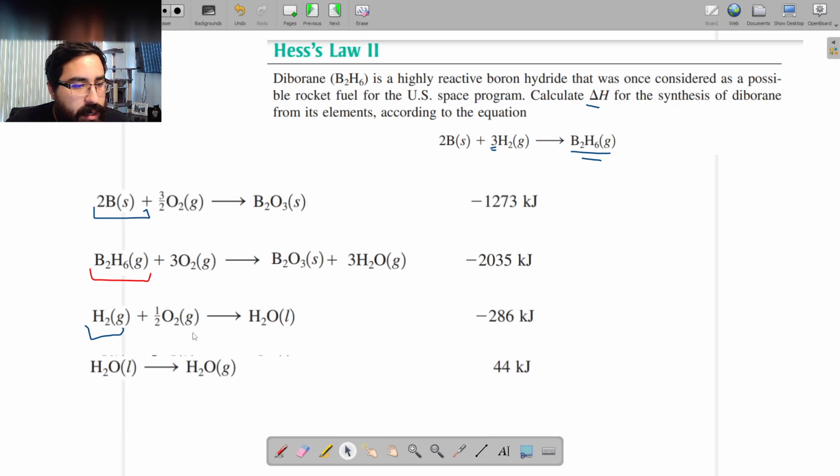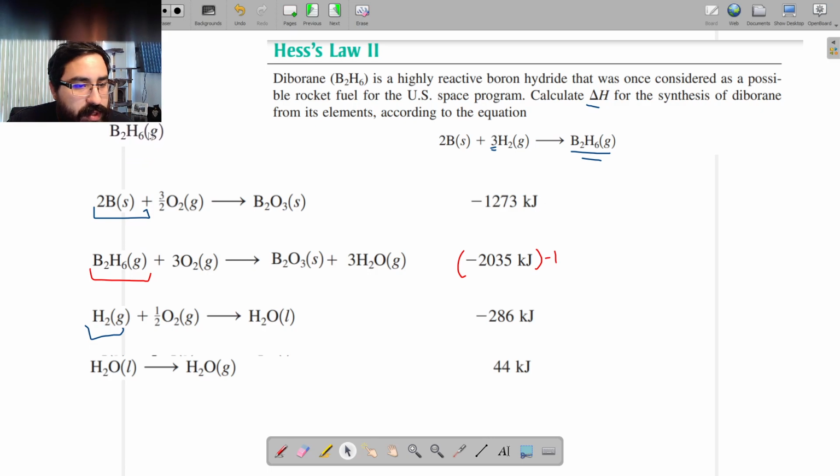Let's see. It looks like these waters are going to cancel, which is a good thing. Maybe let's start with flipping this reaction, right? We want to flip this reaction so that the B2H6 is on this side. So let's multiply this by a -1. I was on the right track. Let's start off with that.